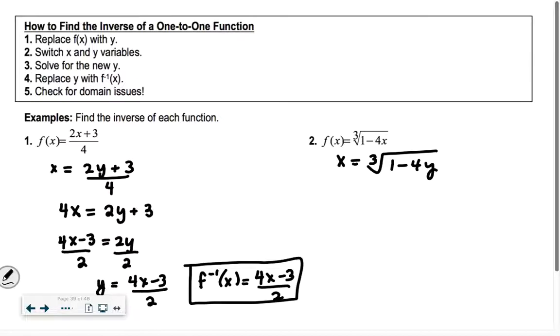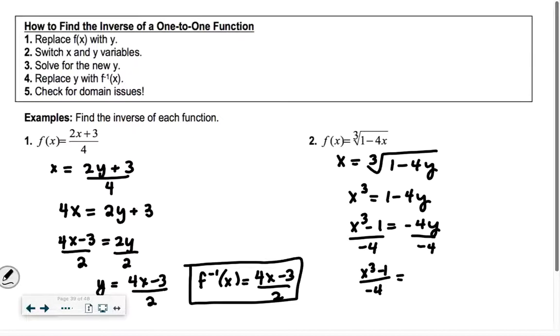Okay, so we'll have some that have restricted domains. So it has to do with the plus or minus type of situation. All right, so I'm going to cube both sides, so I get x cubed. If I subtract the 1 over, I get x cubed minus 1 equals negative 4y. So I'm going to divide by negative 4, so I get x cubed minus 1 over negative 4 equals y. So that's my f inverse of x.